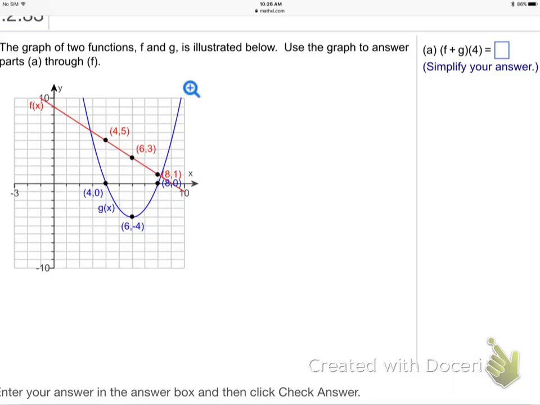I wouldn't draw that whole graph. But we want f plus g of 4. So give that a try. It's graph reading. Last one on this section, I think, or second to last.